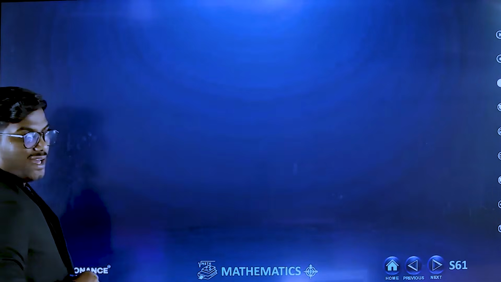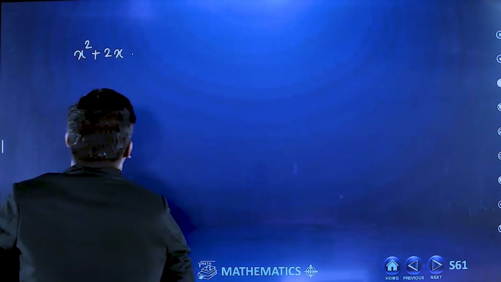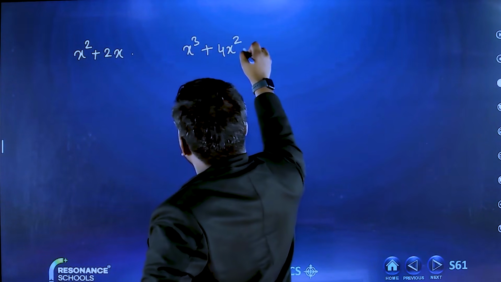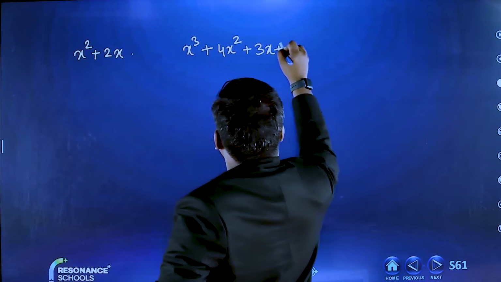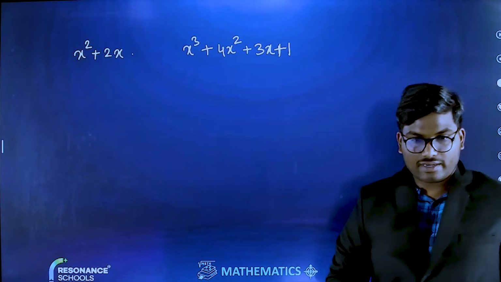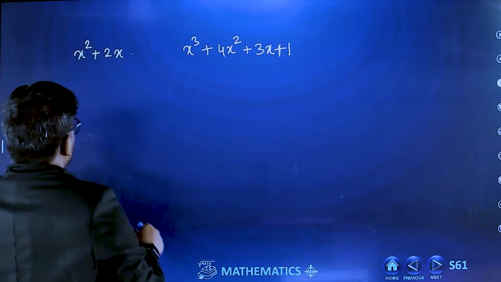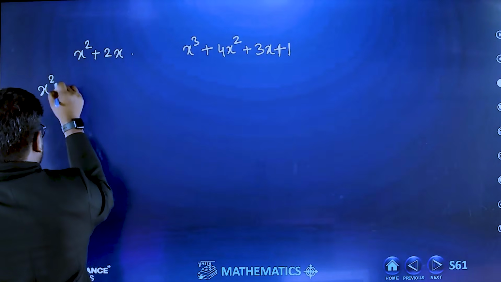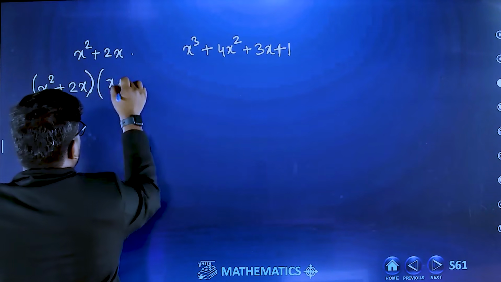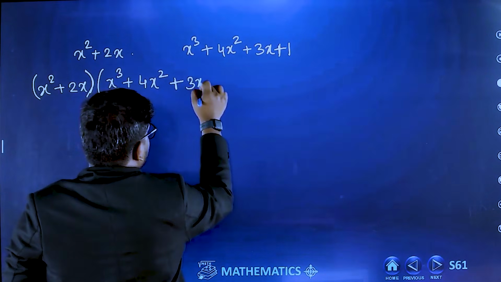I'll take, say, a polynomial called x square plus 2x, and the other polynomial, I'll take it as x cube plus 4x square plus 3x plus 1. Now we need to understand how we are going to multiply these polynomials. I'll write it as x square plus 2x into x cube plus 4x square plus 3x plus 1.